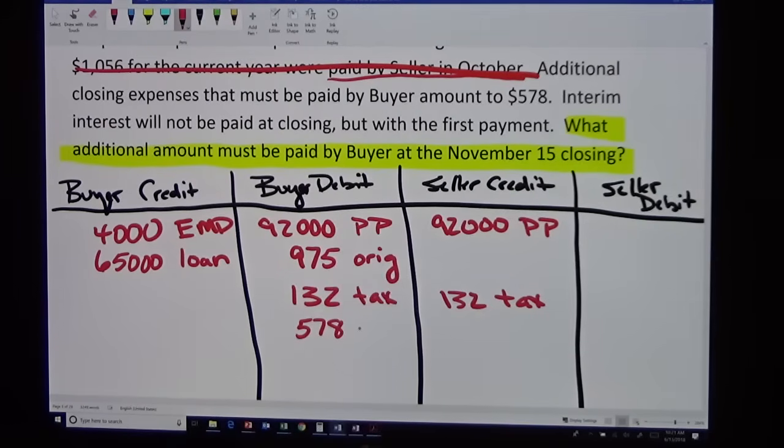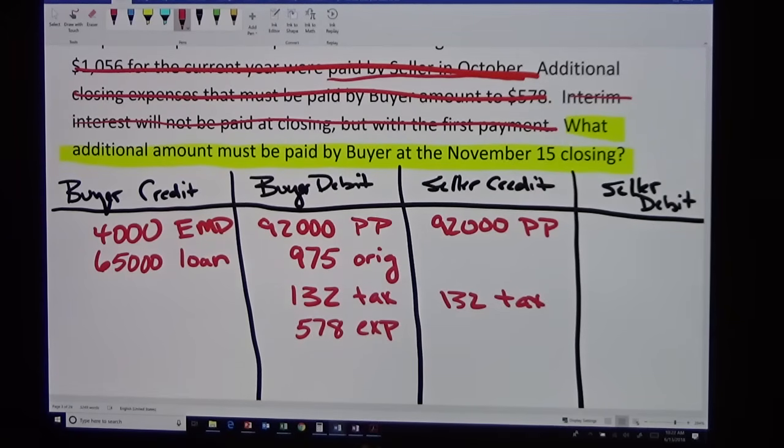$578 for expenses. Buyer debit. So we've dealt with that. Interim interest will not be paid at closing, but with the first payment. Well, that's music to our ears because it's one thing we don't have to calculate. If it's not being paid at closing, we're not doing anything with it.